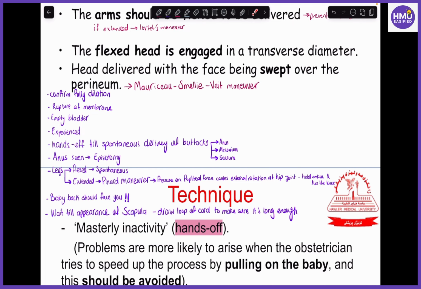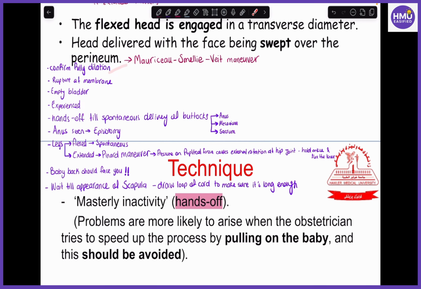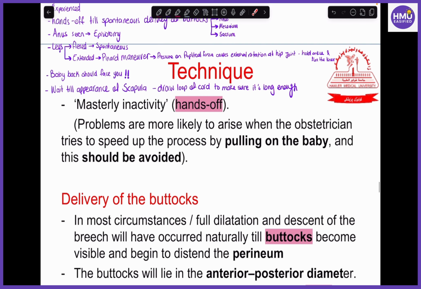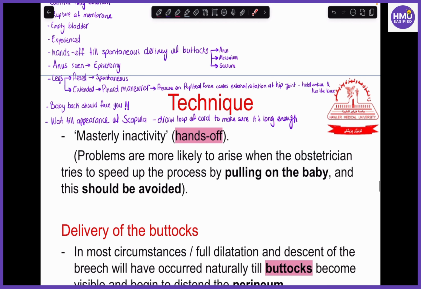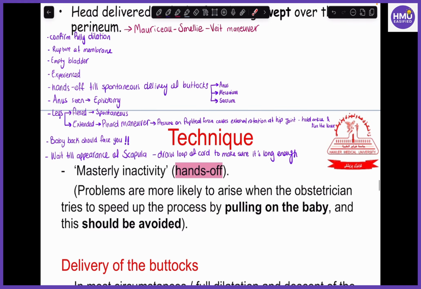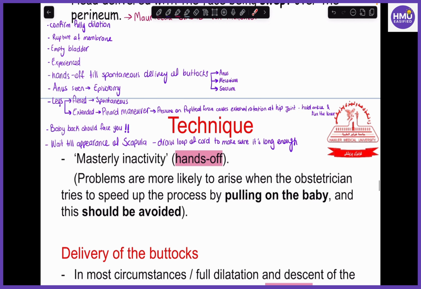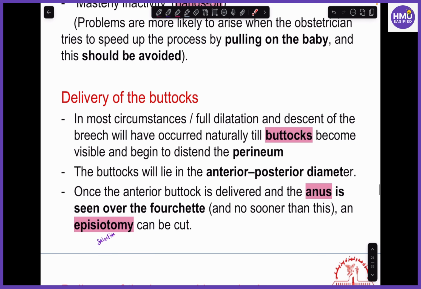So first we should confirm full dilatation, rupture of membranes, empty bladder, and an experienced operator, and then the technique. The technique is usually hands off. We should not pull the baby and speed up the process, as this will cause problems. So hands off until spontaneous delivery of the buttocks.